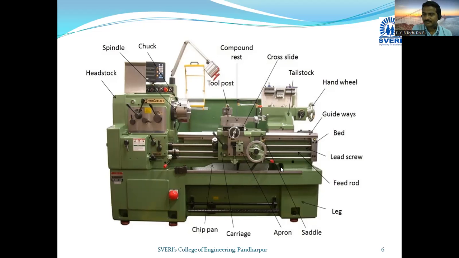Suppose you want to perform the step turning operation, so there's a separate cutting tool. You want to perform some grooving operation, there's a separate tool. So depending on the operation, we select the type of tool. The tool material should be very hard, so we prefer carbide material, which is very hard, and we can remove the material easily. So the life of that cutting tool will be much higher. That is what we call the tool post.